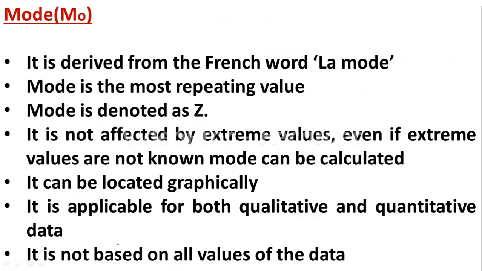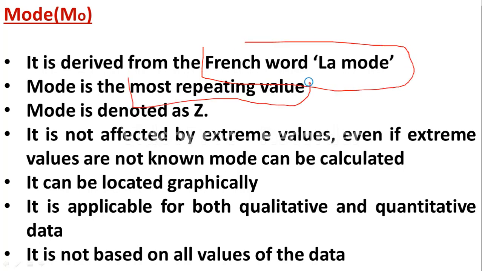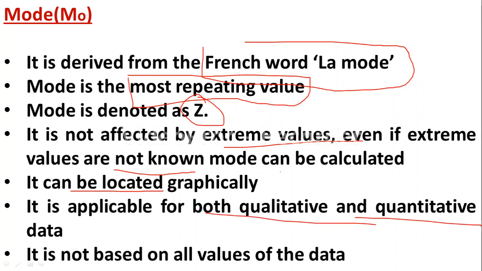The next one is mode. Mode is derived from the French word la mode. And mode is the most repeating value in the given observations. The value which is occurring frequently is known as the mode. Mode is denoted by z. And mode is not affected by extreme values. Even if extreme values are not known, mode can be calculated easily. And it can be located graphically. Yes, mode also we can show graphically. And it is applicable for both qualitative and quantitative data. And mode is also not based on all the observations.